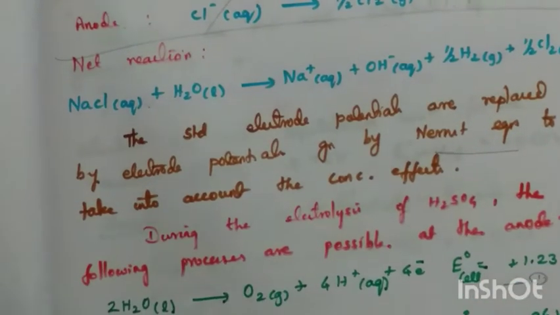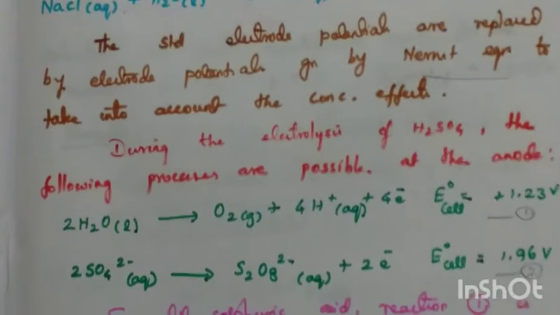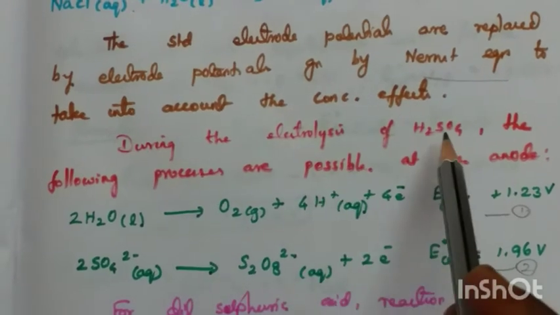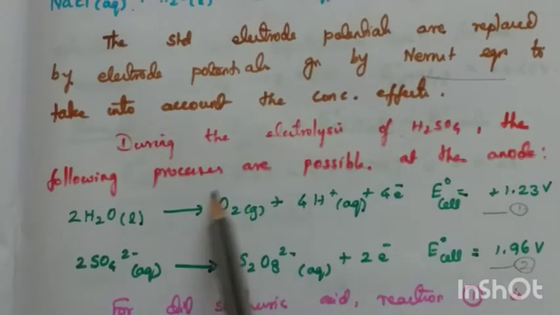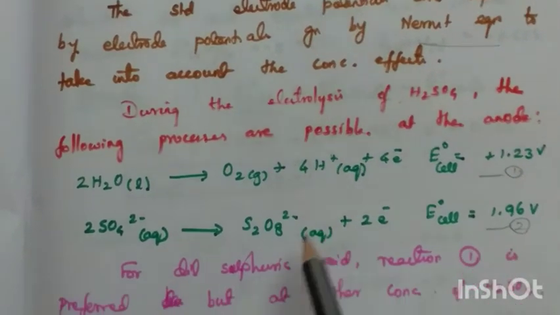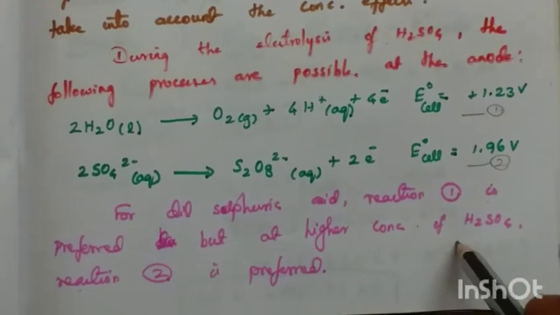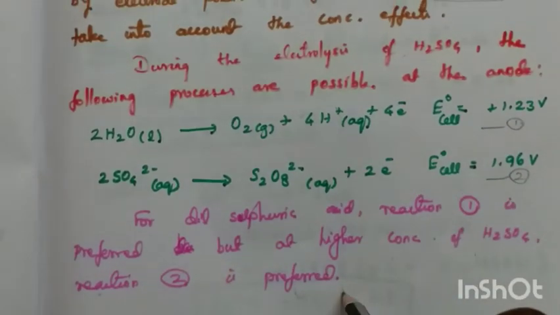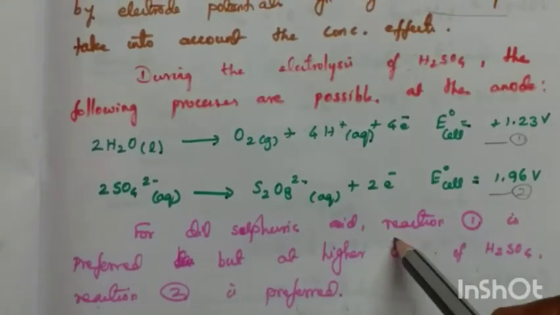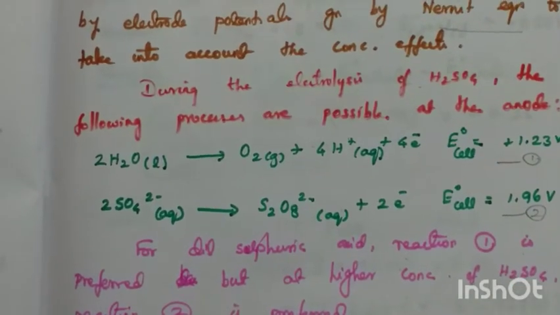Nernst equation means EMF of the cell is equal to E naught minus 0.0591 by n log Kc, that is, product concentration by reactant concentration. During the electrolysis of sulfuric acid, the following processes are possible at the anode. These two take place at the anode. In dilute sulfuric acid, reaction 1 is preferred, but at higher concentration of sulfuric acid, reaction 2 is preferred. That is, dilute means the first one, concentrated means the second reaction is preferred.